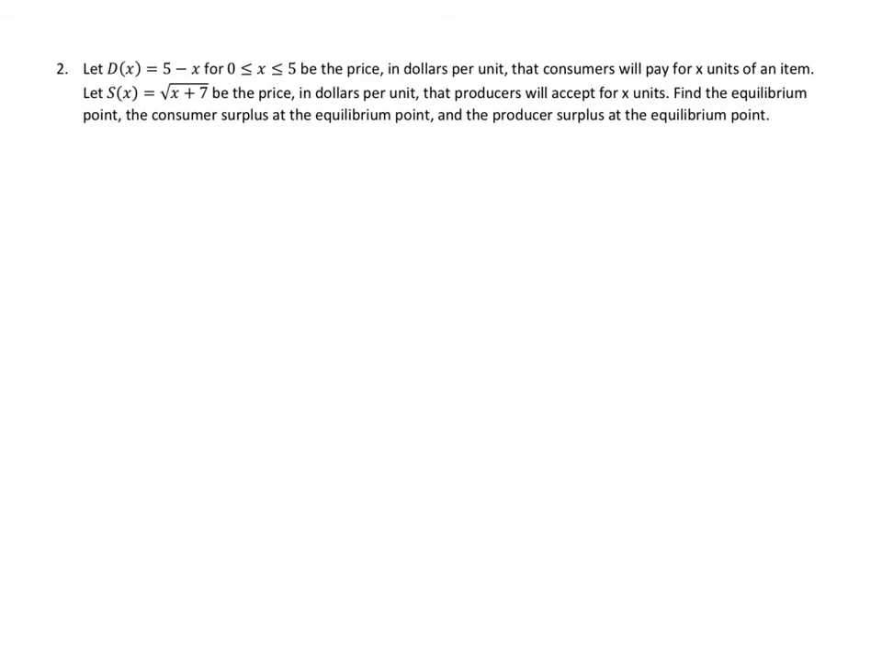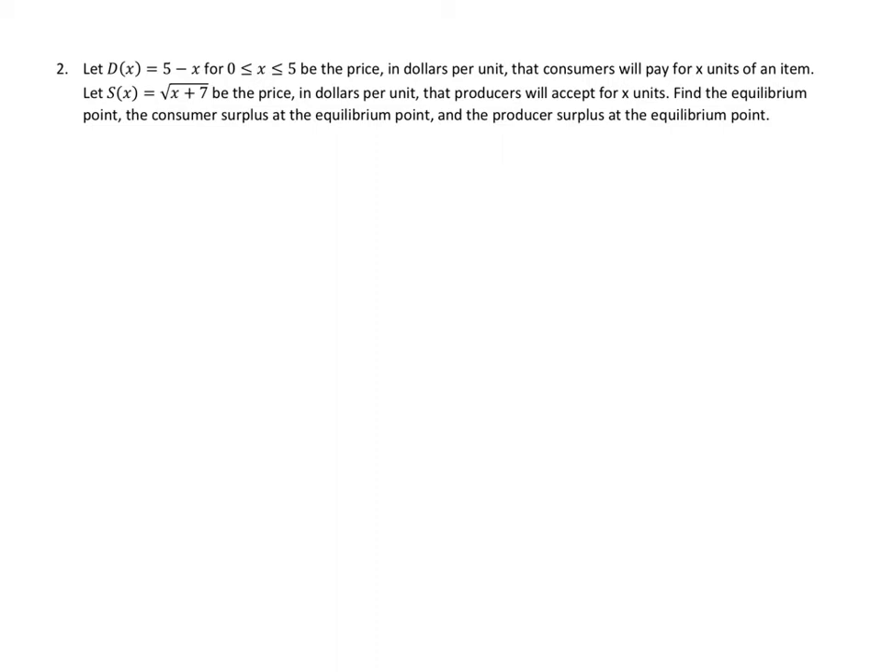For problem number 2, we're going to let d of x equal 5 minus x, for x values between 0 and 5, be the price in dollars per unit that consumers will pay for x units of an item. Let s of x equal the square root of x plus 7 be the price in dollars per unit that producers will accept for x units. So s of x is our supply function. Find the equilibrium point, the consumer surplus at the equilibrium point, and the producer surplus at the equilibrium point.